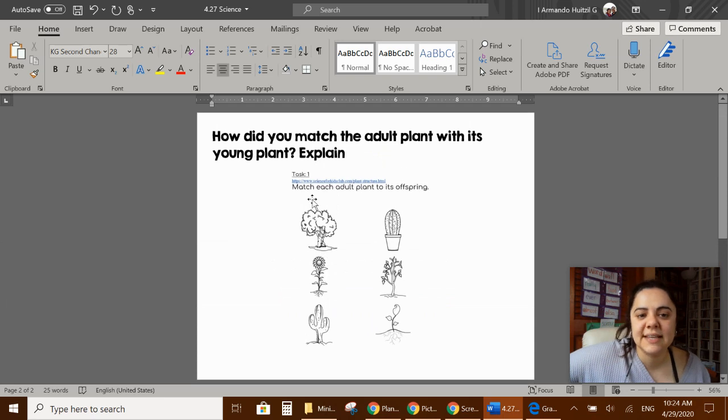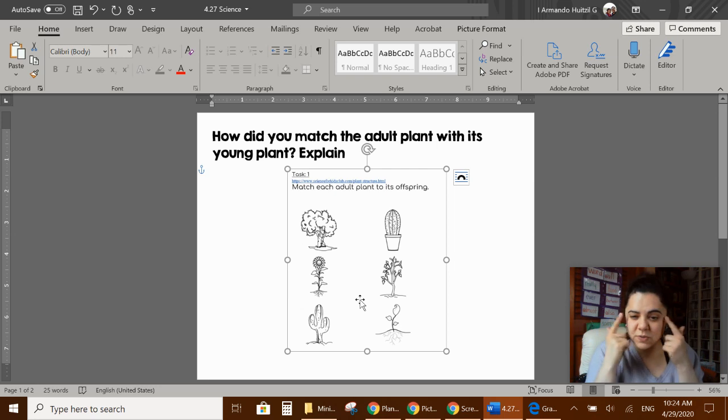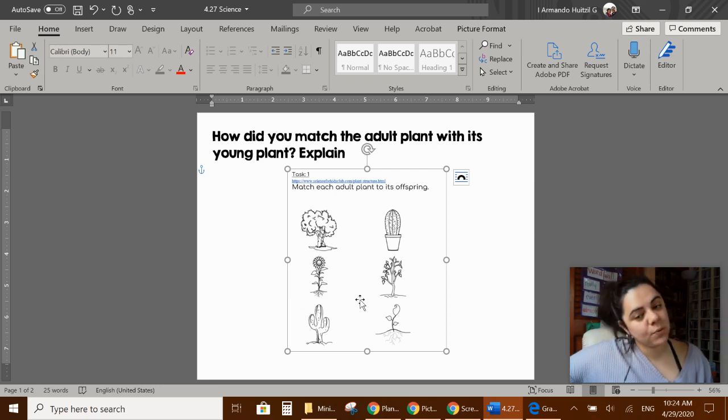And here you're going to write a sentence of why did you match this tree to that? Why did you match this cactus to that? And why did you match this sunflower to this? Why? What did you see that told you they should go together? So that's what we're doing for science today. We're going to write the 2 answers to these 2 questions.